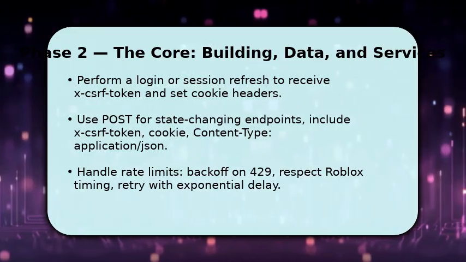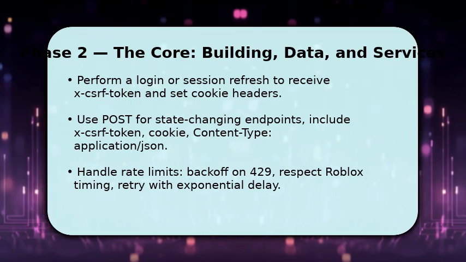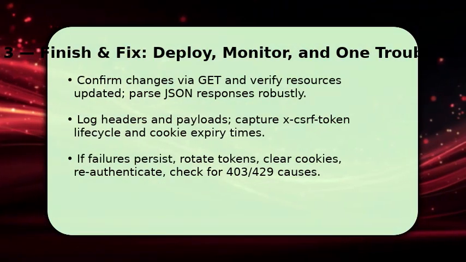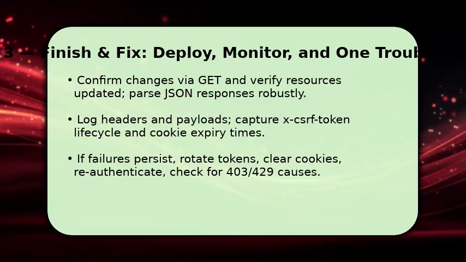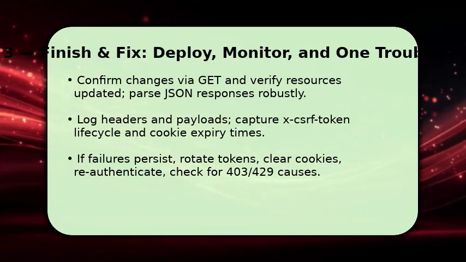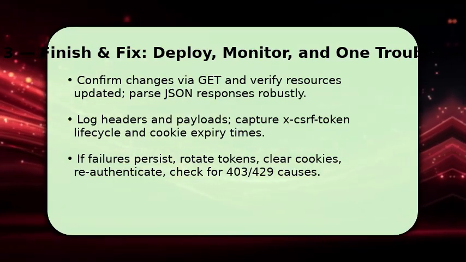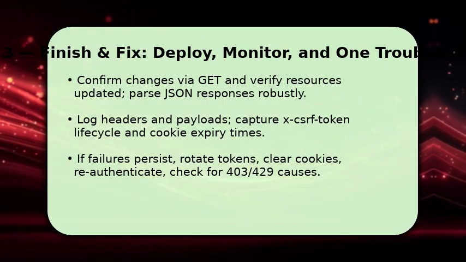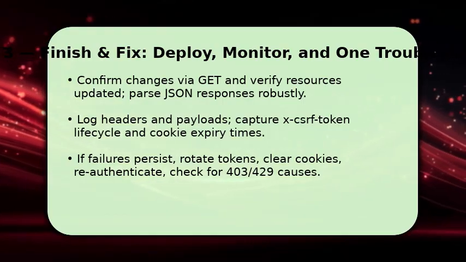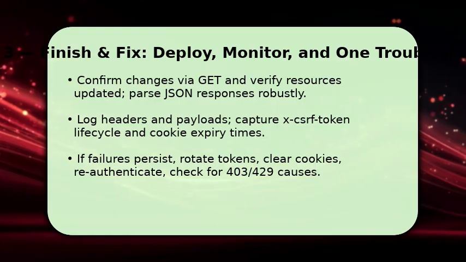Run a get to confirm the resource state, and parse return JSON carefully so you detect partial failures. Once done, maintain logs of request headers, body, and the XCSRF token lifecycle so you can pinpoint where auth or expiry happens. If something goes wrong, rotate tokens, clear cookies, and re-authenticate.